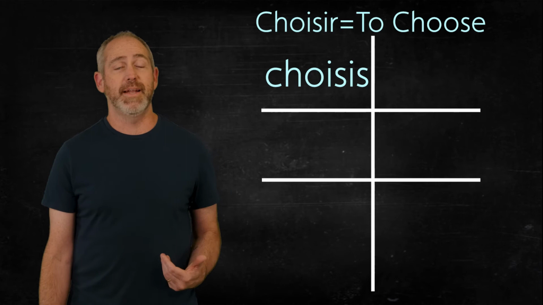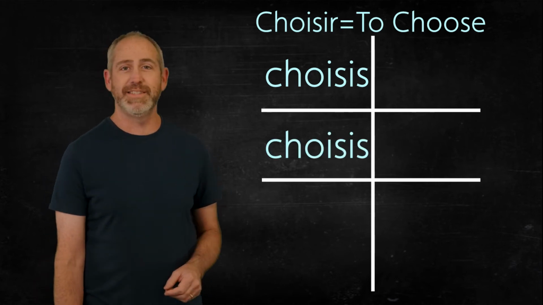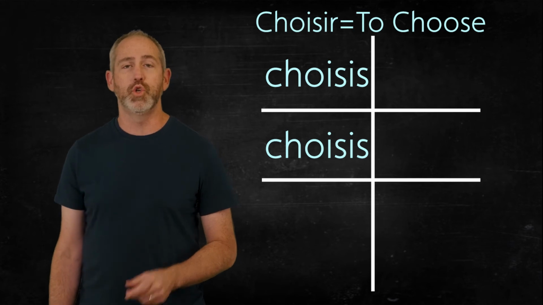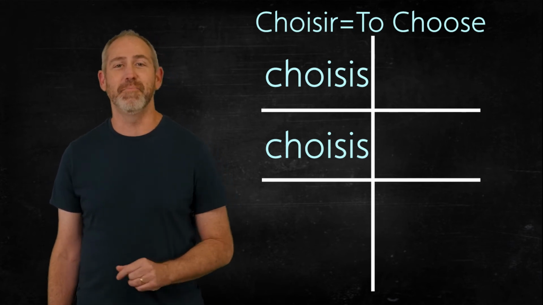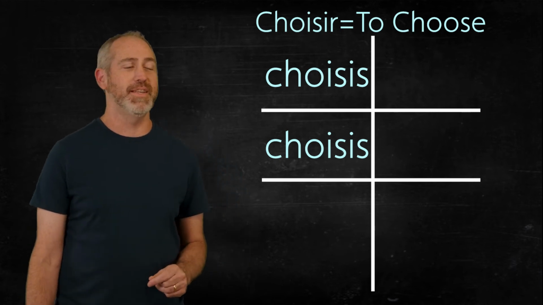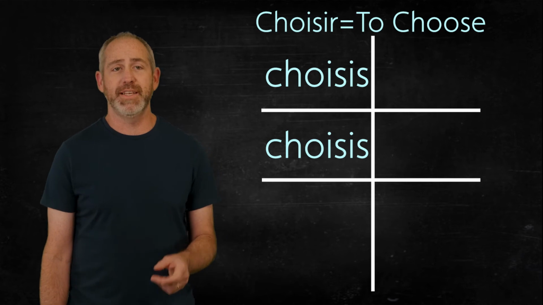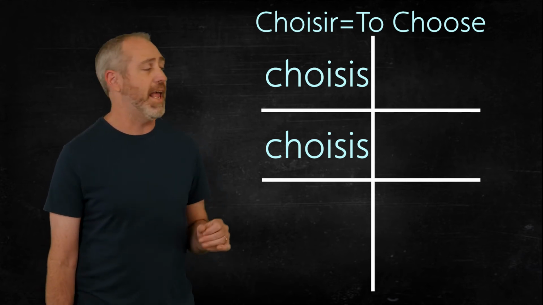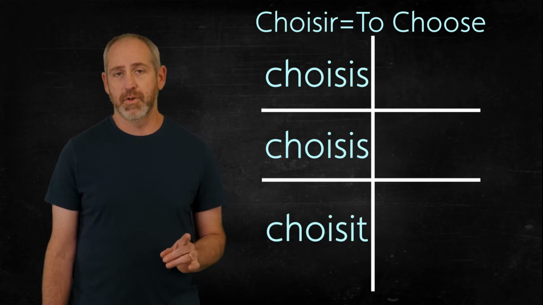Okay, now we know that typically the tu form is going to use the same, so it's going to be choisi also. Choisi, tu choisis. There you go. It's just a little bit of a tongue twister there if you say it too many times. All right, and then we're going to do the same thing we typically do. We're going to change that S to a T for the il, elle, and on form and make it choisit.